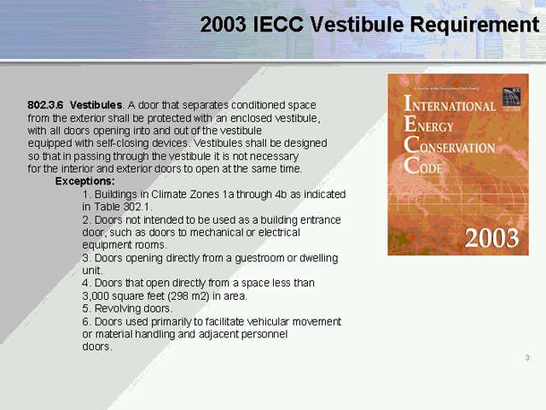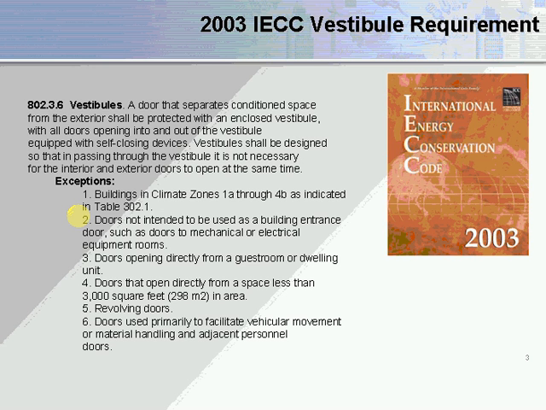Okay, so let's dig into what the code requirements look like. In the 2003 IECC Chapter 8, Section 803.2.6 under vestibules, it basically states that doors that separate conditioned space from the exterior, and that's a key word to remember, must have vestibules. There are several exemptions to this vestibule requirement. One of them is buildings in climate zones 1A through 4B as indicated in Table 302.1. Essentially, this includes Gulf Coast states that are fairly warm, humid climates, and from a cost-effectiveness standpoint, it's really not worth having the vestibule there.